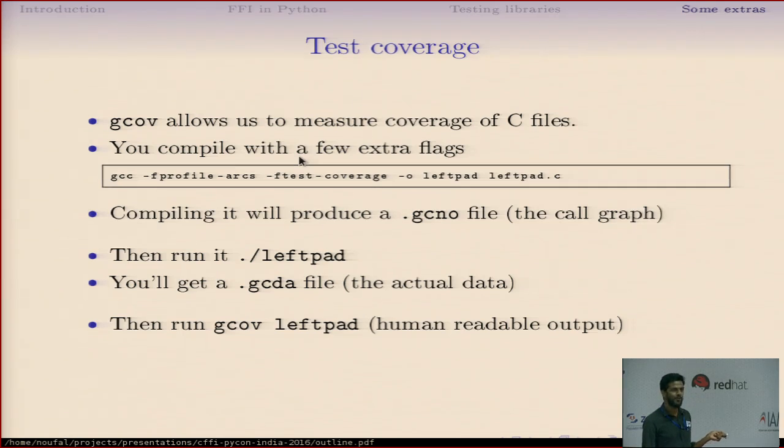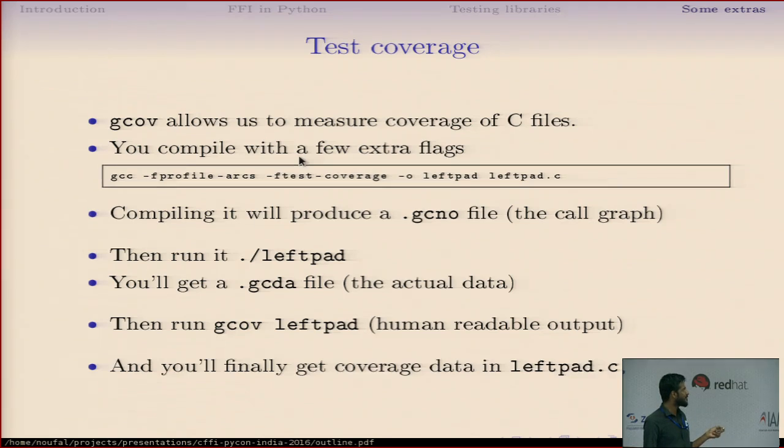But that won't print it to the screen, because that would be too easy. It would write it into a file called leftpad.c.gcov. You open that, and you'll get it. But it's very useful if you're doing low-level stuff. I'm not dissing it. I'm just saying there's a lot of things to do, especially when you're coming from Python.